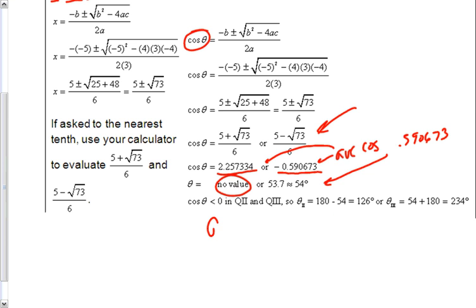If you're in Q2 and Q3, reasons being, well, look, it's negative. Is cosine negative? Quadrants 2 and 3. All students take calculus. Quadrants 1 and 4 are positive, 2 and 3 are negative. So from there, we do 180 minus my reference angle, which is 126, which is the freebie I told you about. And then 180 plus the angle, which is 234. Pay attention to what they ask you to round to, and you'll get your final solution set.